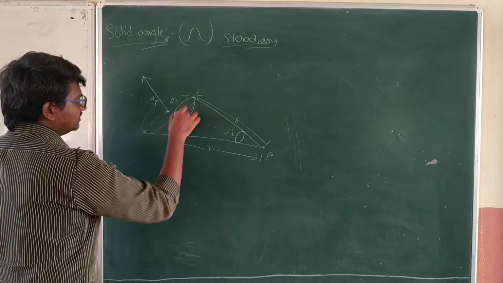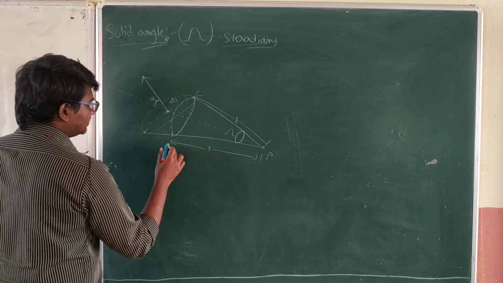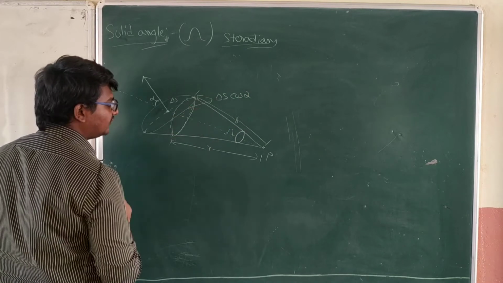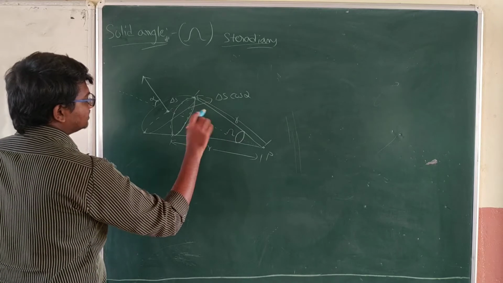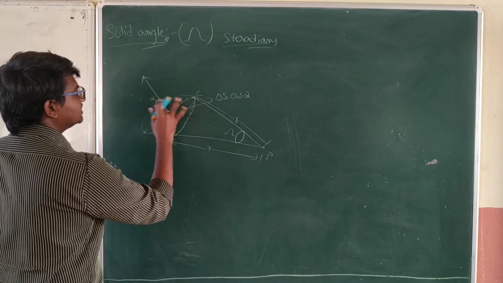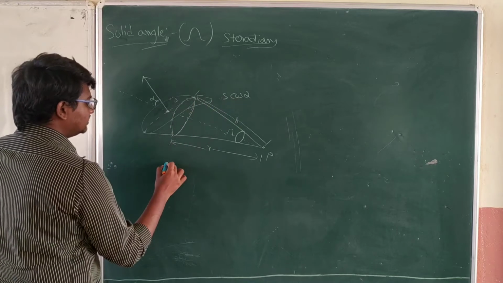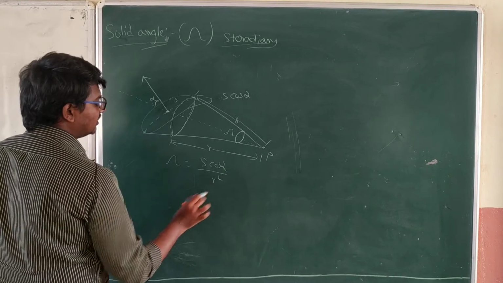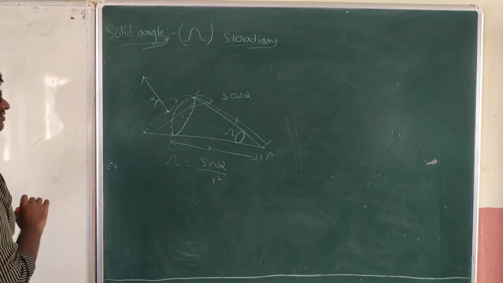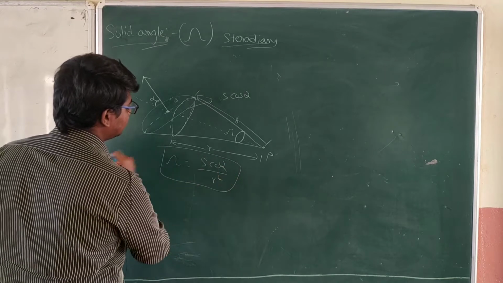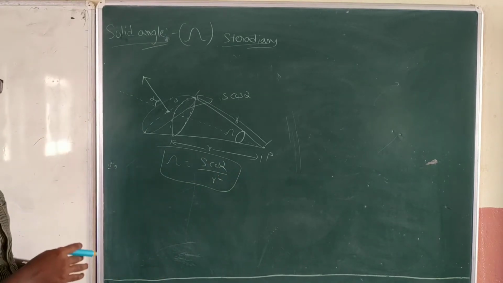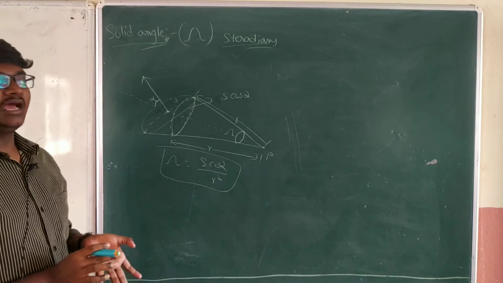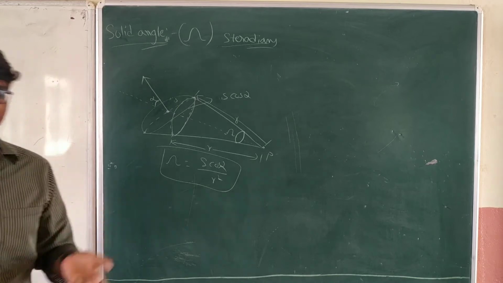Here it is making an angle alpha. That's why we will consider this as delta S cos alpha. If you consider this only as S, then this is S cos alpha. Then according to the formula, omega is equal to S cos alpha by r square. Like this we can consider. In this manner we can find the solid angle for any type of body, at any particular point. It varies.